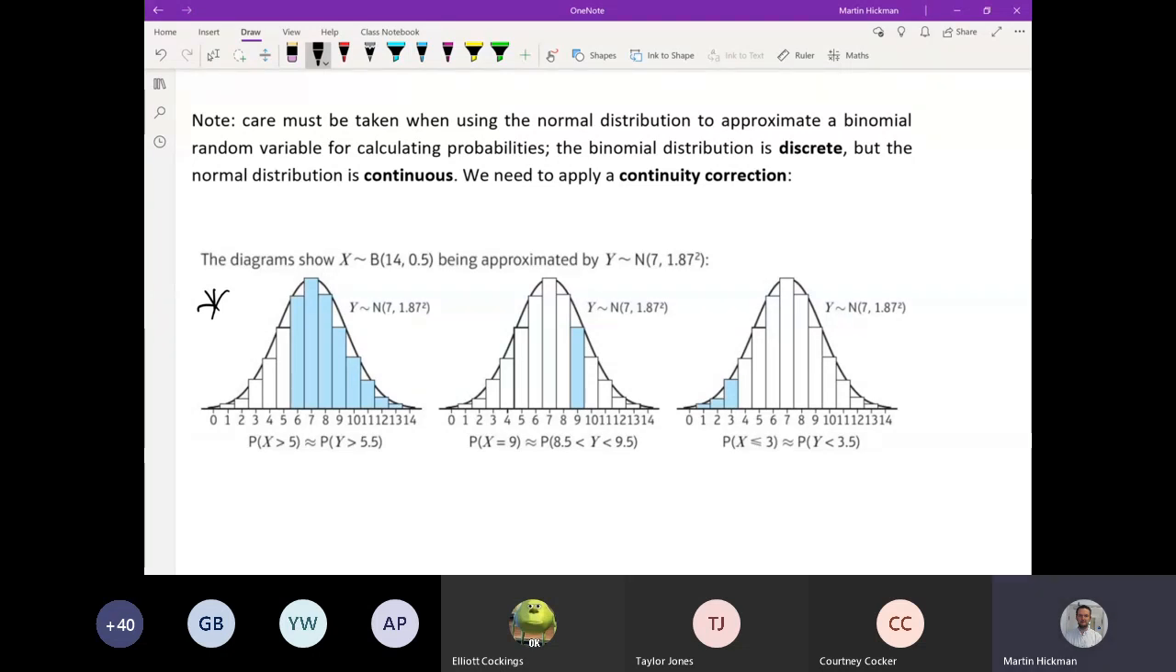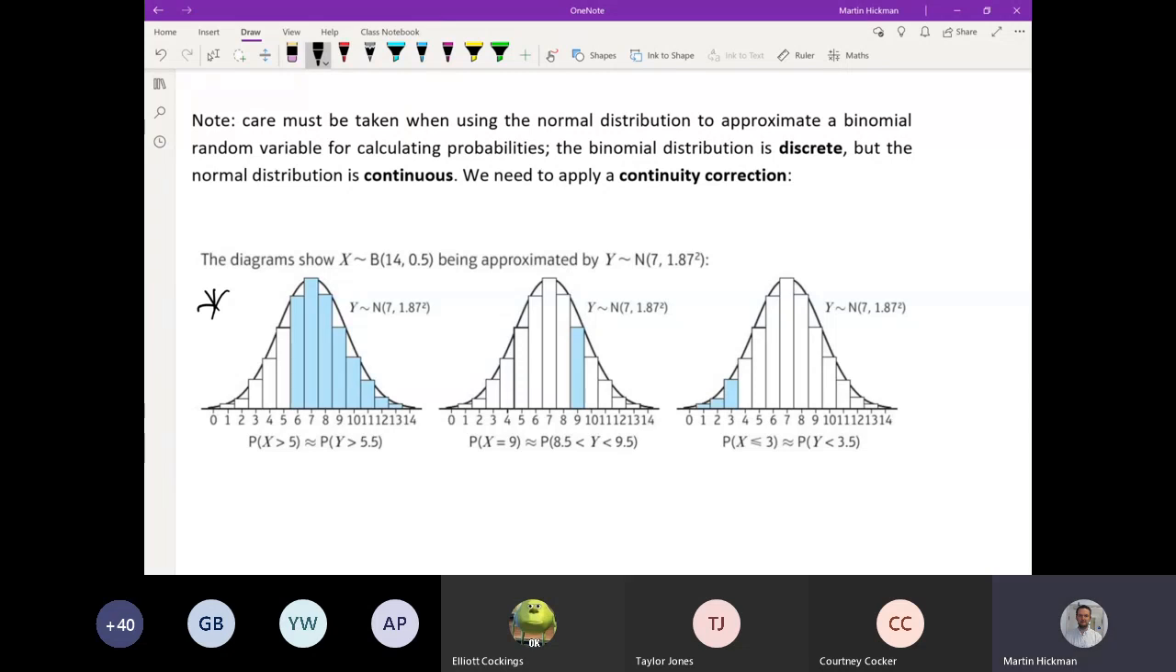Now, remember, it is an approximation, so normal would actually assume it's possible to get 15, even though you only got 14 trials in the first place. But if you've got those conditions that p is close to 0.5 and n is large, then you should find that the probability of getting something like 15, 16, numbers out of our range, is actually very small.